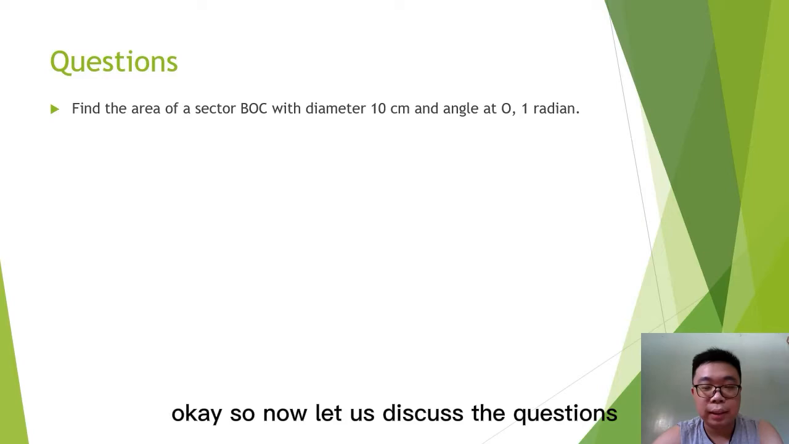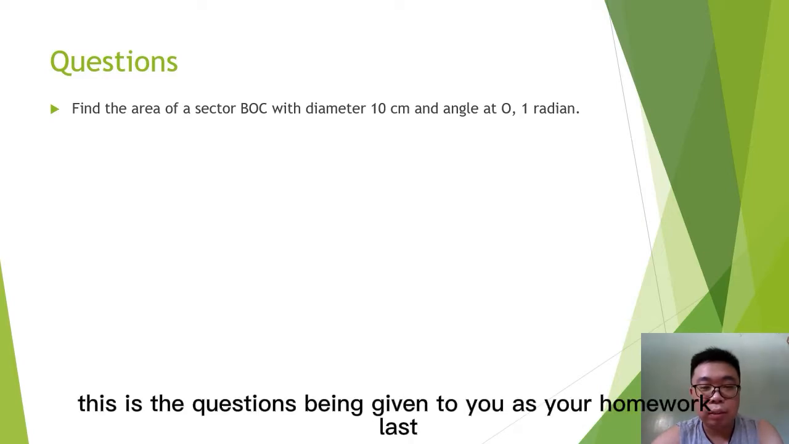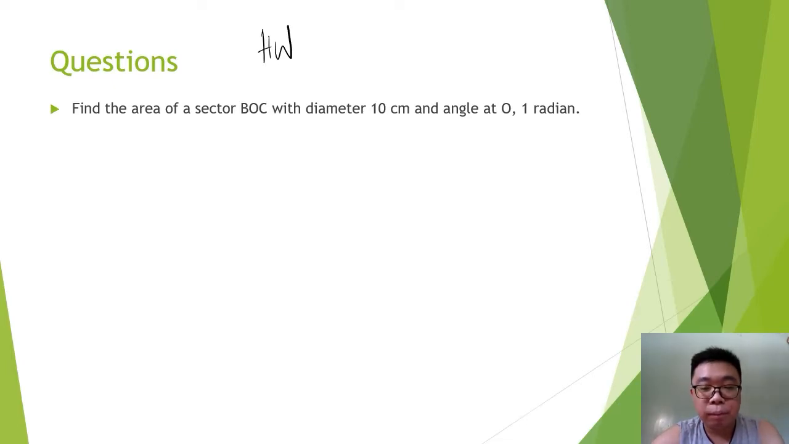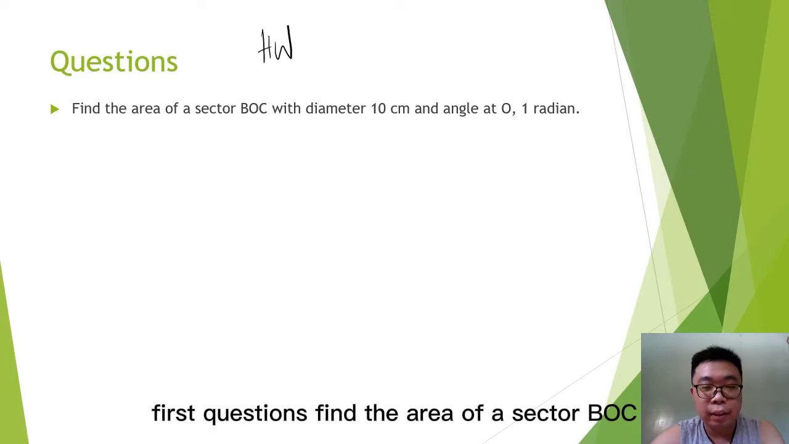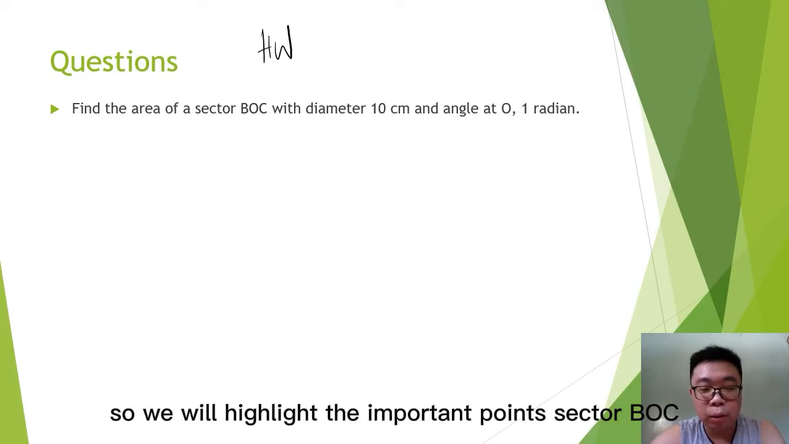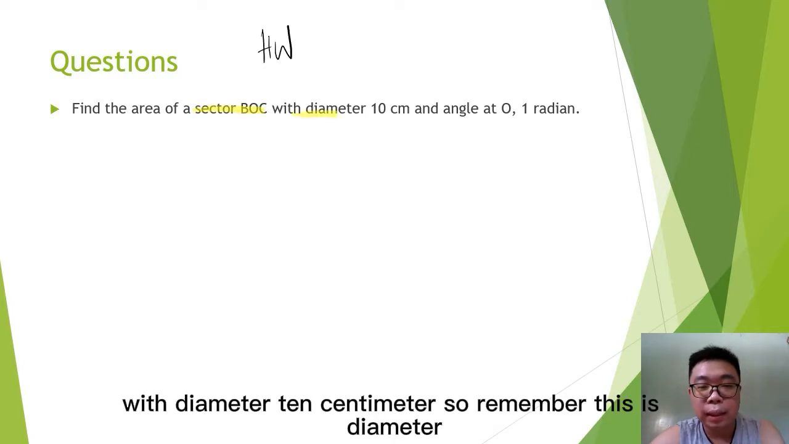Now let us discuss the questions. These are the questions given to you as homework last week. First question: find the area of sector BOC. We highlight the important points: sector BOC with diameter 10 centimeter.